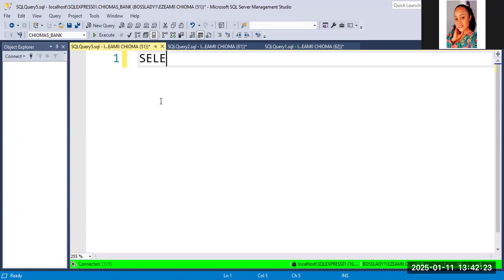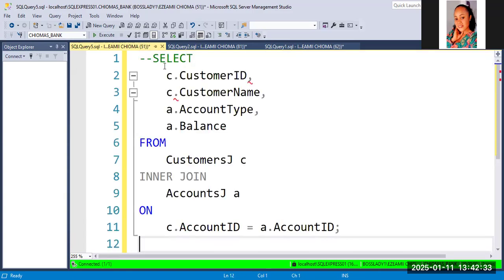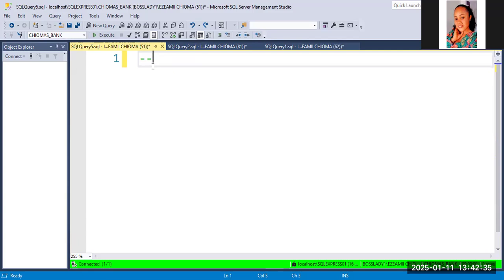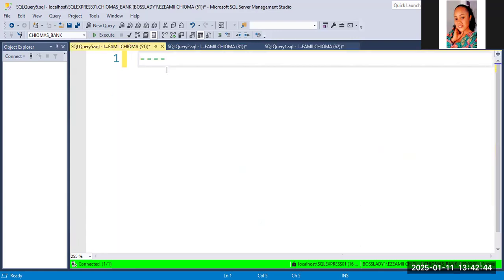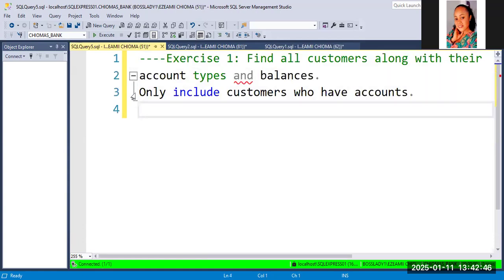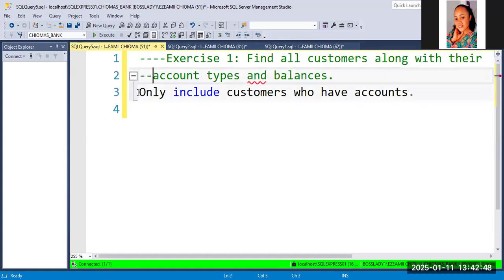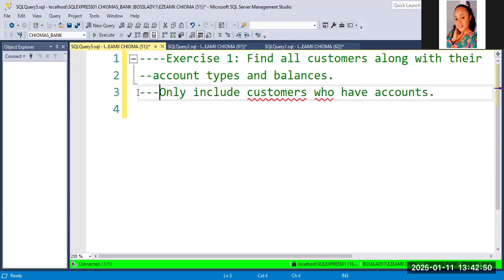Okay, so let's work on this. Let me paste the question here so that we'll be looking at it while solving, all right?